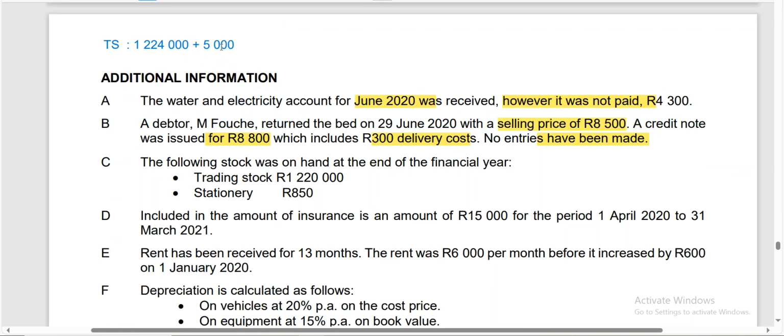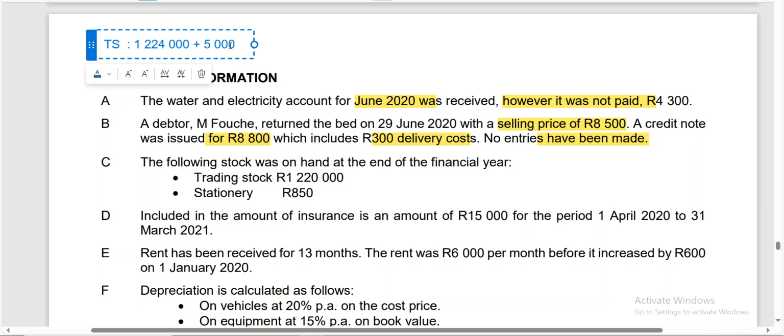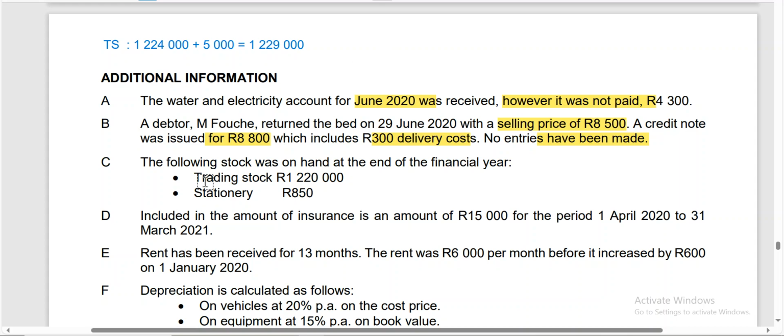So let's check here. If we say 1,224,000, and then we say plus 5,000, it is going to give us 1,229,000. So this is the stock that we would expect to get at the end of this. So let's see if the next adjustment will say the same.